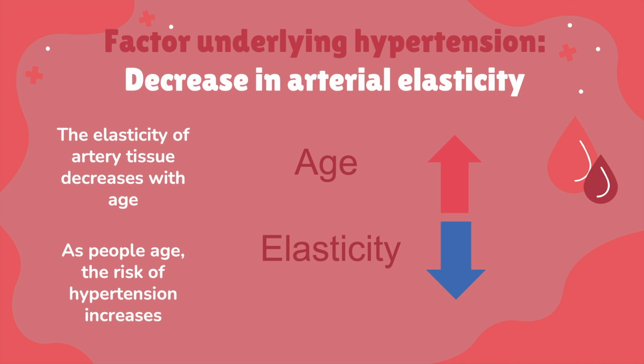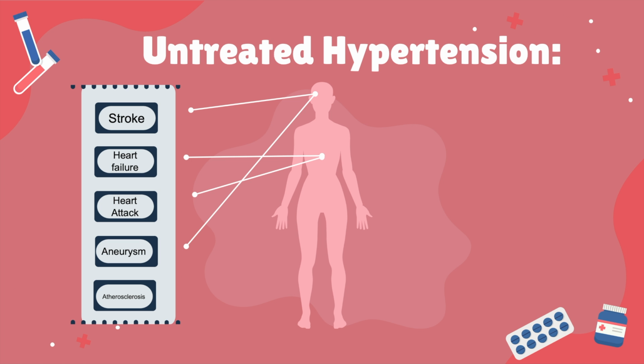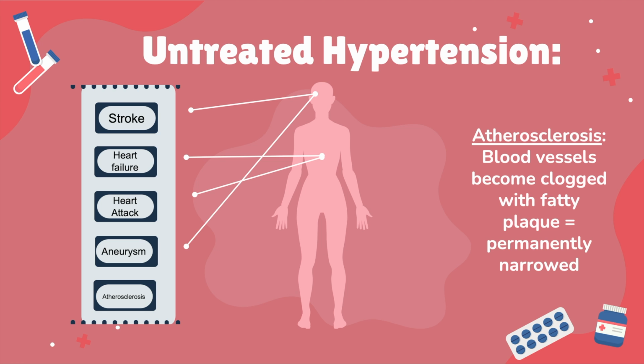Additionally, reduced arterial elasticity plays a fundamental role in hypertension. As we age, the elasticity of artery tissues decreases, causing greater stiffness and increasing blood pressure. Thus, as people age, the risk of hypertension increases. Left untreated, hypertension can cause heart attacks, strokes, aneurysms, and heart failure, as well as secondary conditions such as atherosclerosis. Atherosclerosis is a disease caused by high blood pressure, in which damage to vessel walls causes them to become clogged with fatty plaque and permanently narrowed.